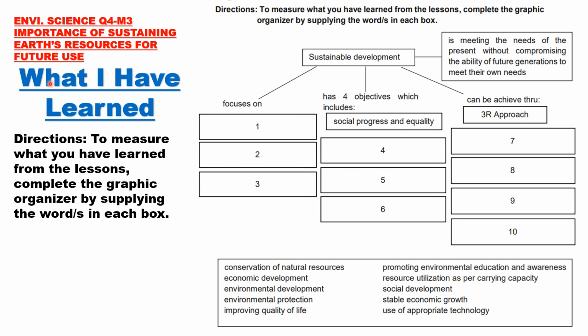What I have learned. To measure what you have learned from the lessons, complete the graphic organizer by supplying the words in each box. So our main topic is about sustainable development. It focuses on 3 things. It has 4 objectives. And it can be achieved through the following. So choose your answer from the words inside this box.